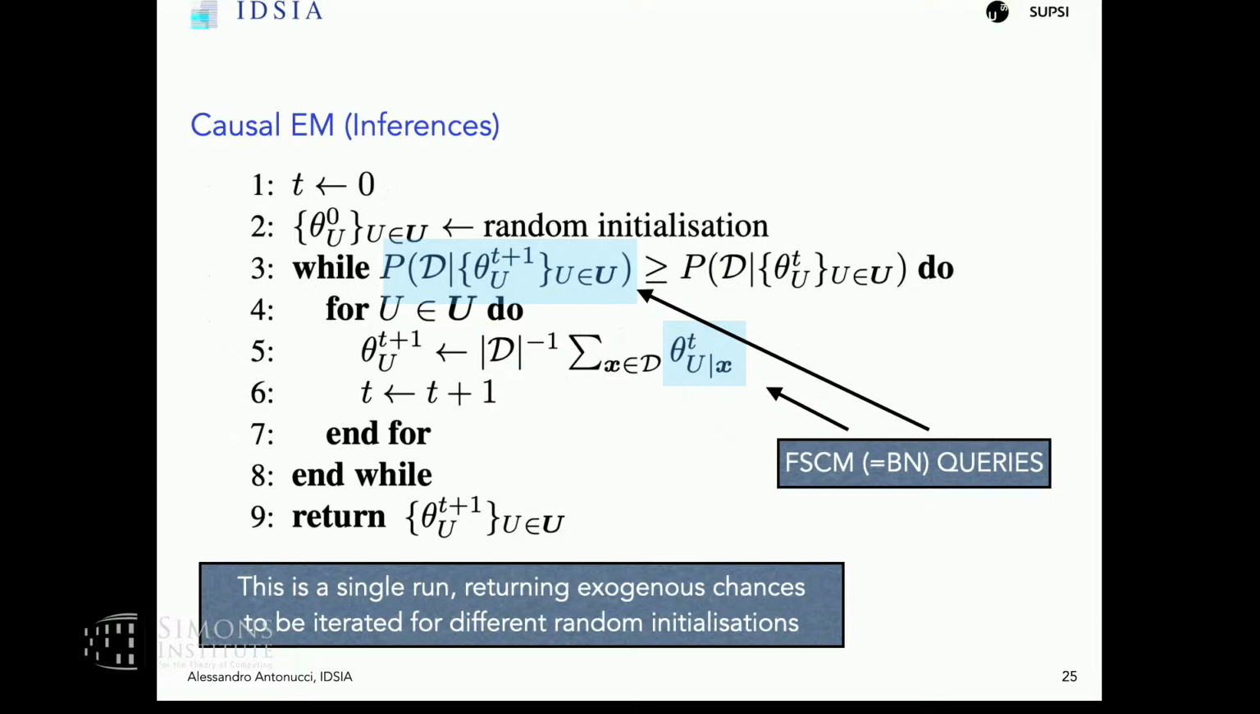This is the expectation step, and we need to compute inference after the initialization of the parameters. We have to compute inference in a fully specified structural causal model. This is a Bayesian network inference if you want, but we have to compute lots of these inferences. And we also want to compute the likelihood, which is the stopping condition. So we stop when the likelihood achieves a maximum. And this is something we want to make faster. This is where, let's say, knowledge compilation comes into play.